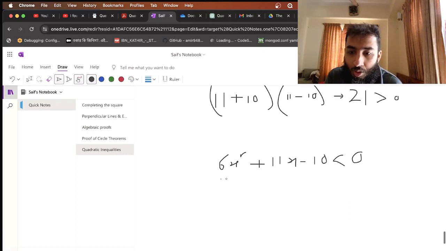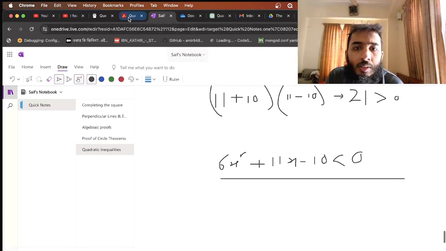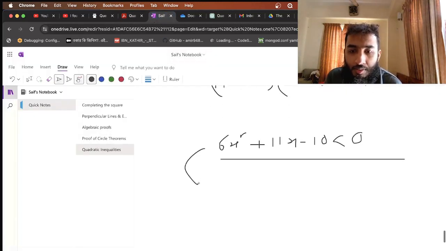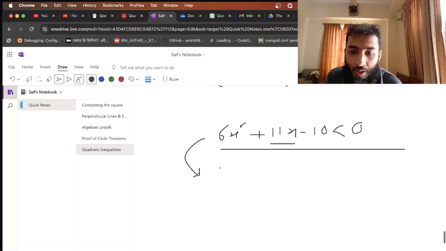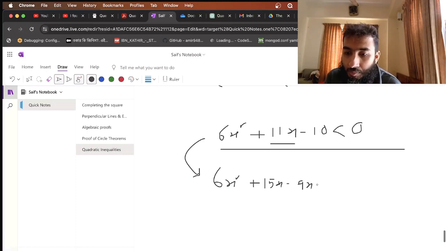So you have to solve this inequality. This is what it is. Okay. So if we simplify this using the middle term, what is the multiplication of 6 and 10? 60. So 60 can be split into 15 and 4 to get the middle term of 11. So we can do 6x squared plus 15x minus 4x minus 10, that is less than 0.